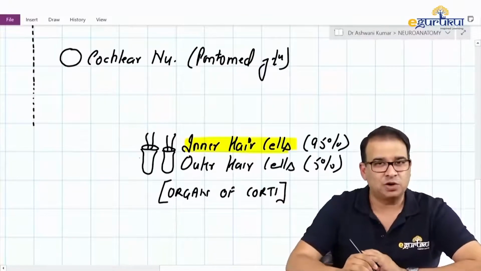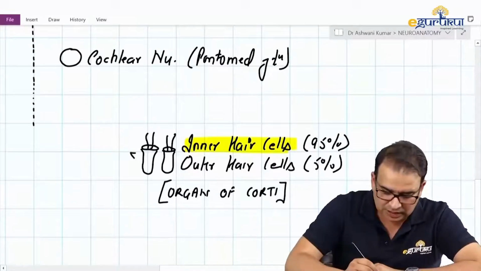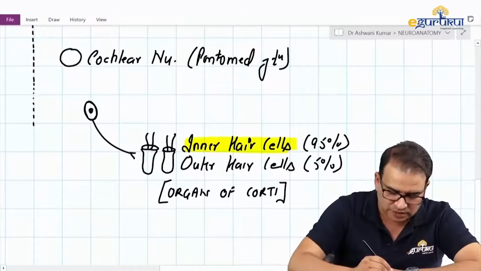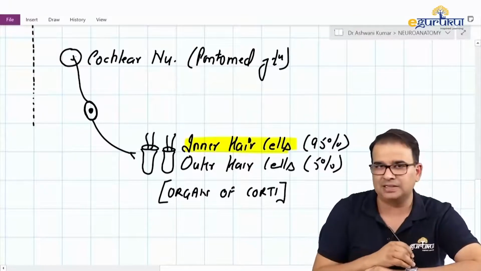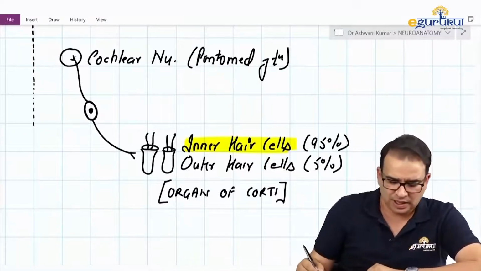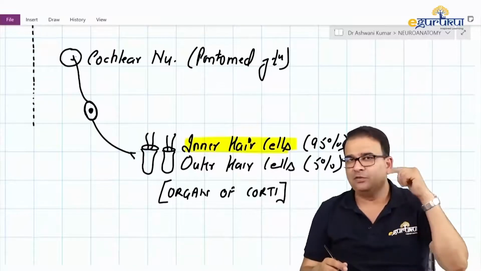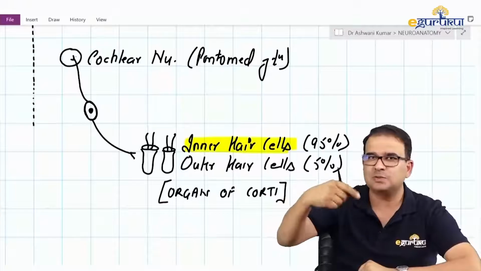So what is that first order neuron which is predominantly starting from inner hair cell? That is the peripheral process and the central process of this neuron, which is connecting the inner hair cell to the cochlear nucleus of the same side, of course. And this ganglion that I just drew, this ganglion is situated in the wall of cochlea. What is the shape of the wall of cochlea? It's spiral shaped.